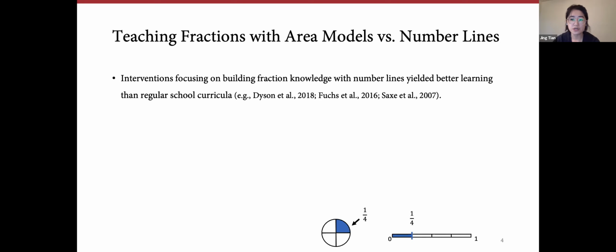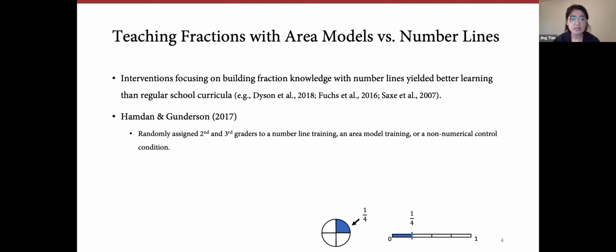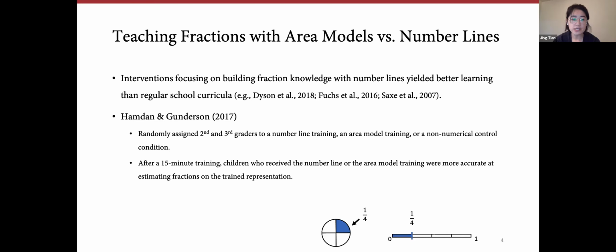outcomes than regular school curricula, suggesting that the number lines are very effective in teaching fractions. So Hampton and Gunderson 2017 directly compared the effect of using number lines and area models in teaching fractions. In this study, they randomly assigned second and third graders to a number line training, an area model training, or a non-numerical control condition.